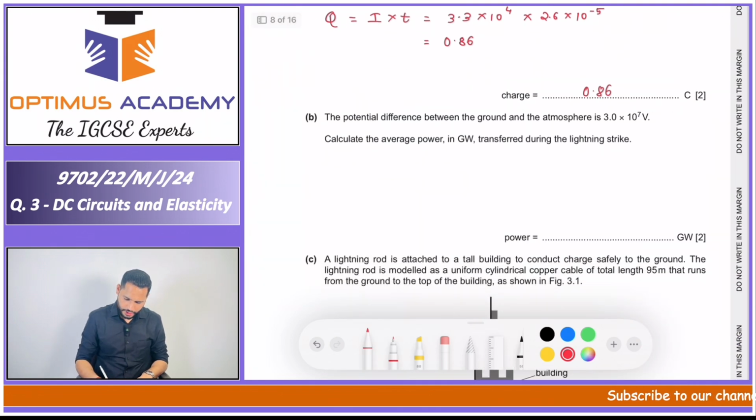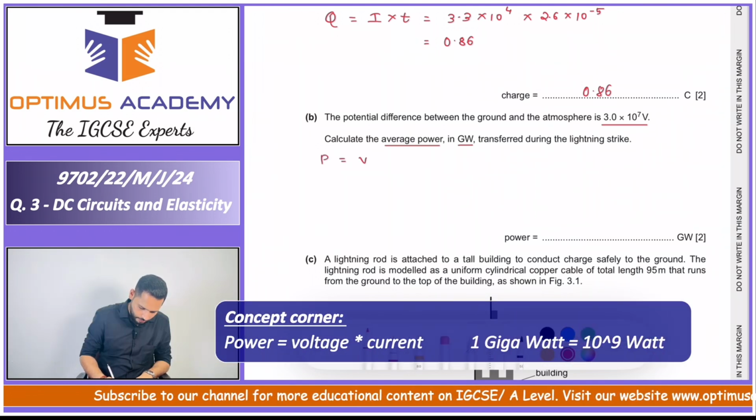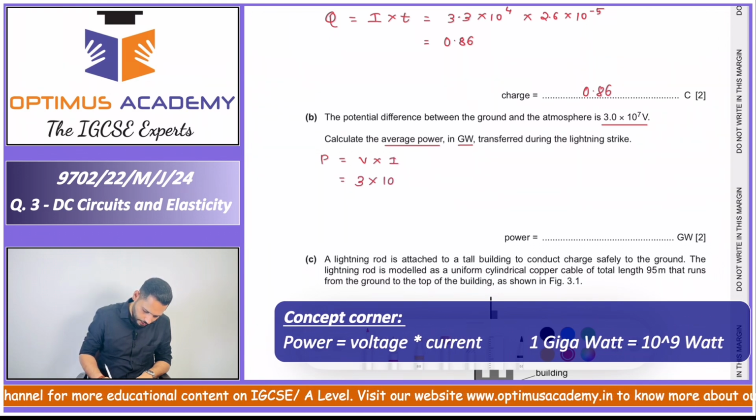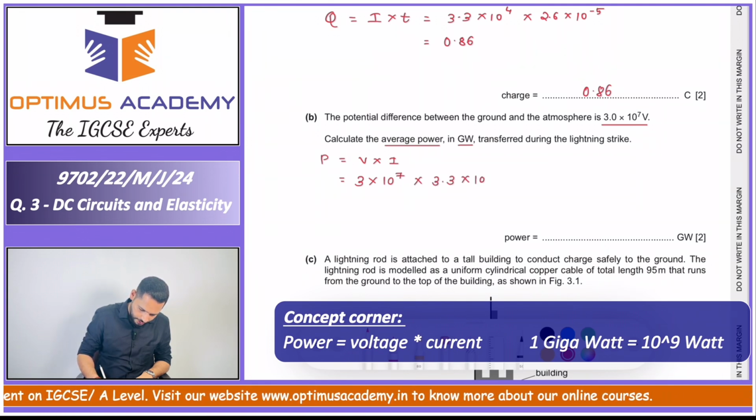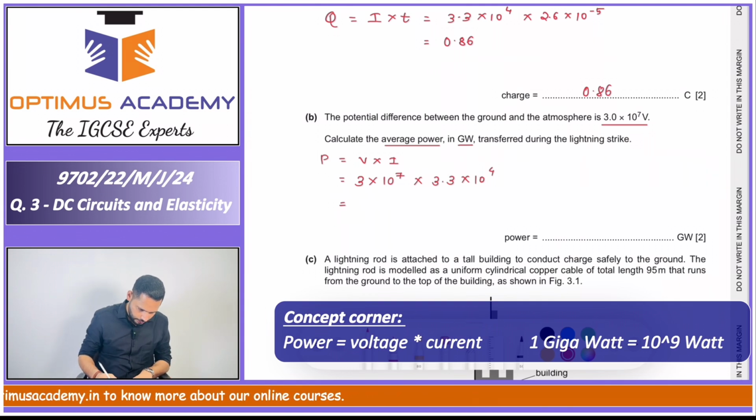Question B. The potential difference between the ground and the atmosphere is 3 into 10 raised to 7 volt. Calculate average power in gigawatt transferred during the lightning strike. The formula for power is voltage into current. The voltage is 3 into 10 raised to 7 and the current is 3.3 into 10 raised to 4. The answer is 9.9 into 10 raised to 11.